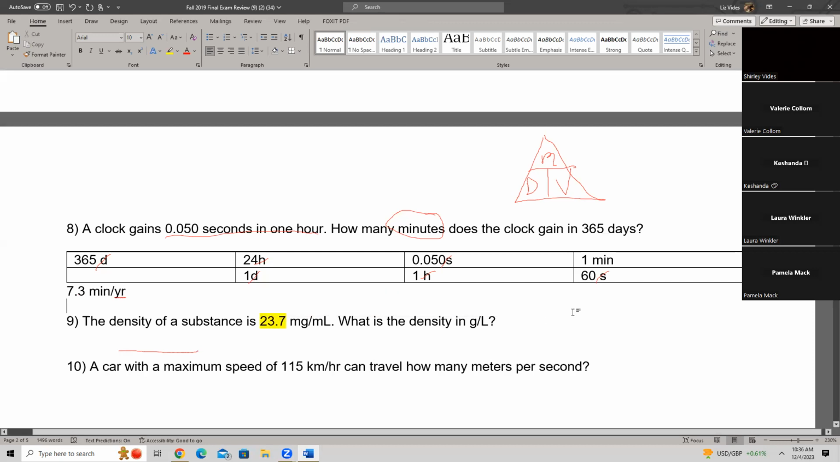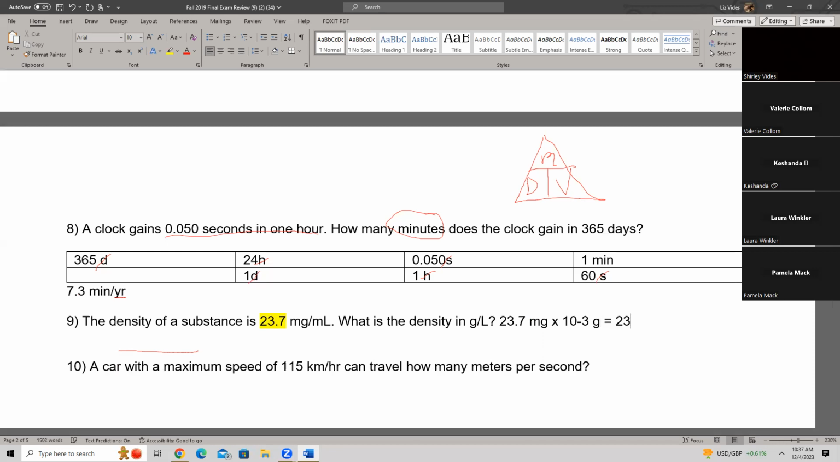Yes or no? Yes. Okay, so if we were to do it, it would look like this. It would look like 23.7 milligrams times 10 to the negative 3, right? I'm sorry, milligrams. That's to change it to grams, right? And that would be equal to whatever.